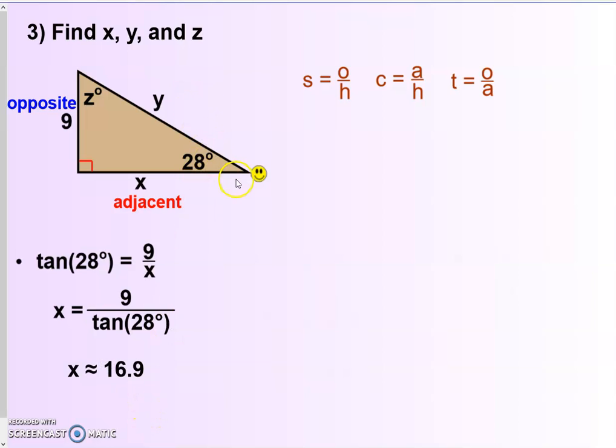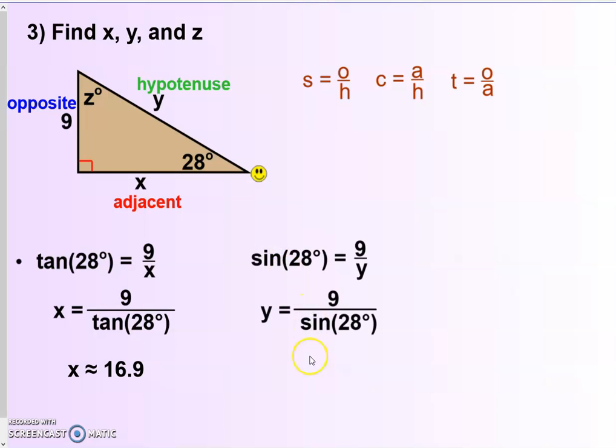Now, to find y, I'm still going to stand at 28. Y is the hypotenuse. The opposite and the hypotenuse is the sine function. I'm a member of the shortcut club, and that's what I got for y. And then finally z I got from some simple subtraction.